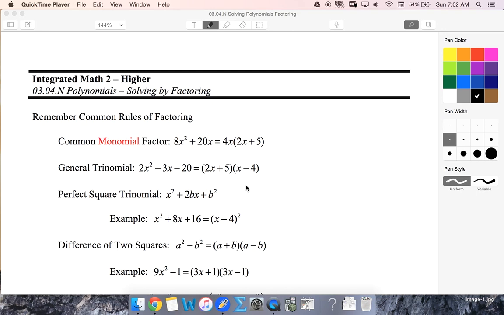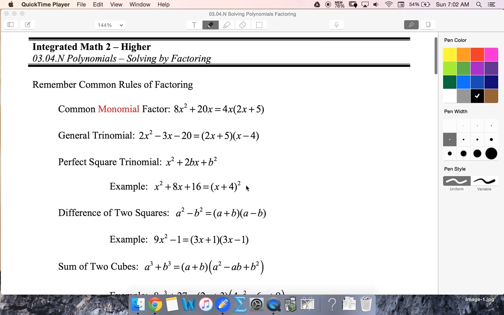So I started with just this list here of types of factoring that you should know. The first one, the most common one, is to look for a common factor. So in this case we have 4x as our common factor. This is a trinomial, which I've seen you guys are great at factoring.